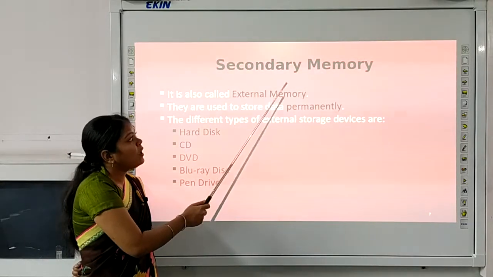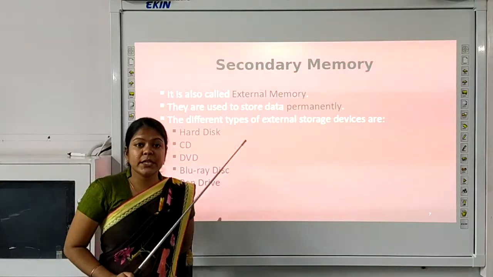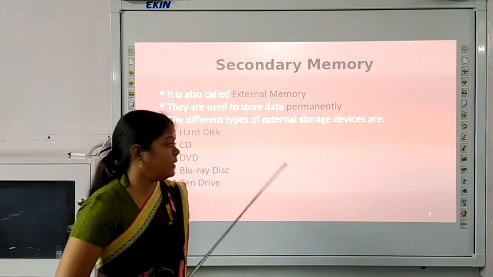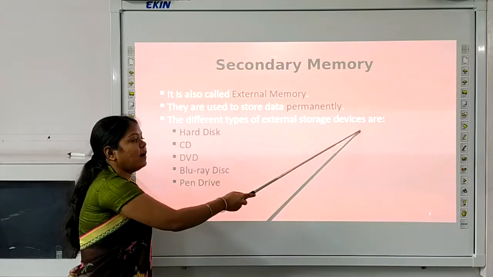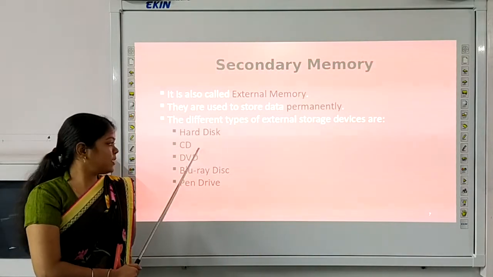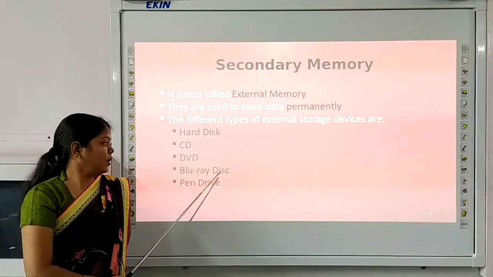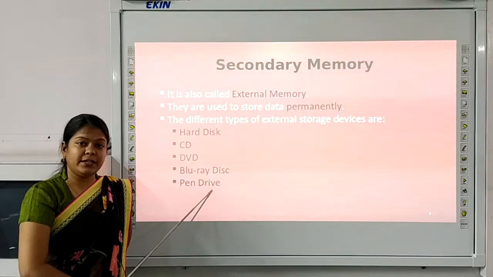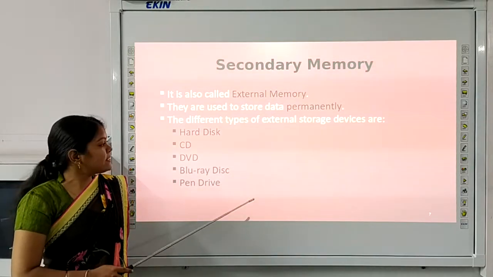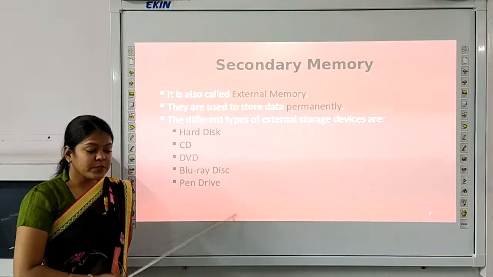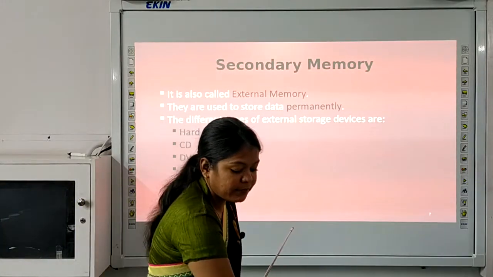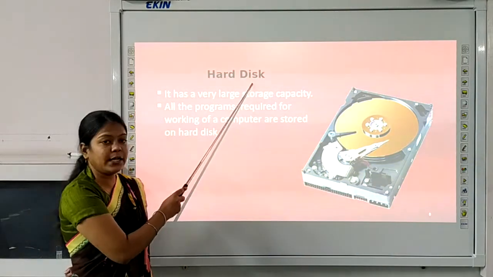Okay, so jo aapki jo bhi storage devices hoti hain, they are used to store the data for a permanent time. The different types of external storage devices are hard disk, CD, DVD, Blu-ray disc and pen drive and many more. In this chapter we will discuss these 5 devices in detail. Okay, so let's start our first device, that is hard disk.